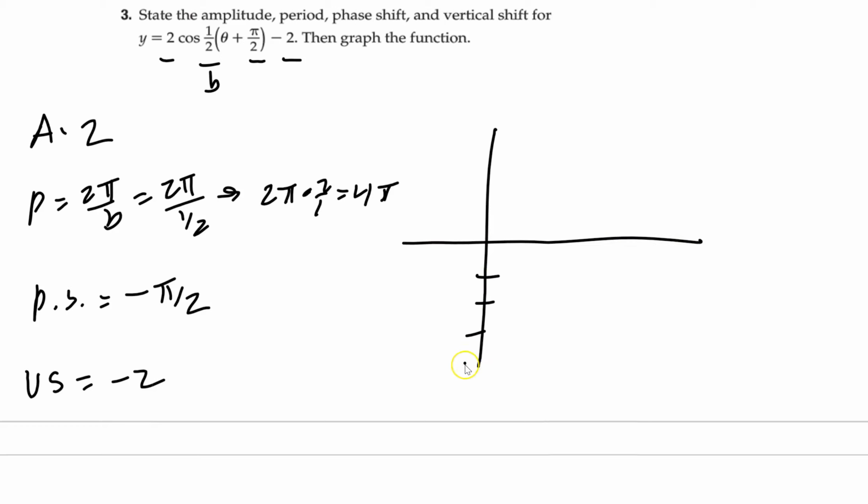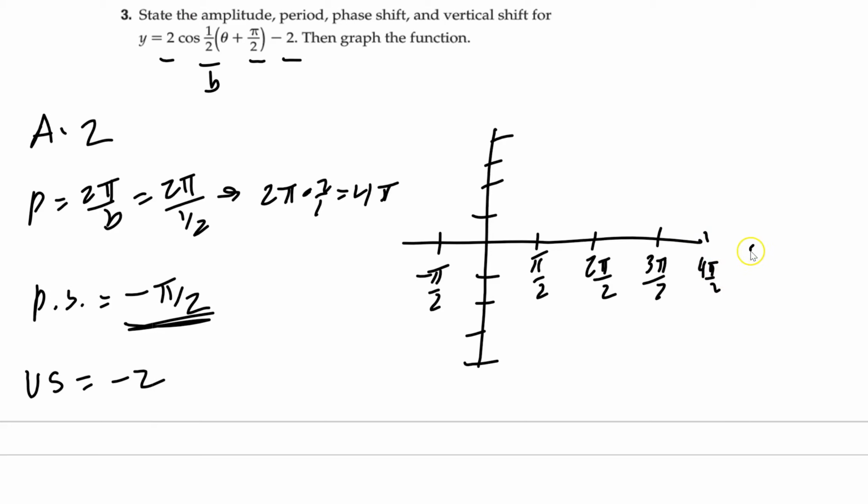So 1, 2, 3, 4. 1, 2, 3, 4. Remember the trick is whatever the phase shift, you do that. So like negative pi over 2. Then I'm going to add pi over 2, because negative pi over 2 plus pi is 0. Then pi over 2. Then let's go 2 pi over 2. 3 pi over 2. And I've got news for you, it's going to go on for a while. 4 pi over 2. 5 pi over 2. 6 pi over 2. Luckily, I think the max is going to be 7 pi over 2. I think that's where we're ending. So 4 pi is a pretty big period. So that's kind of set up.